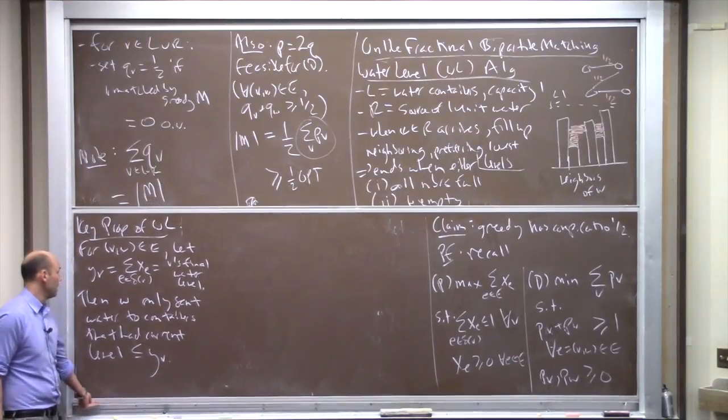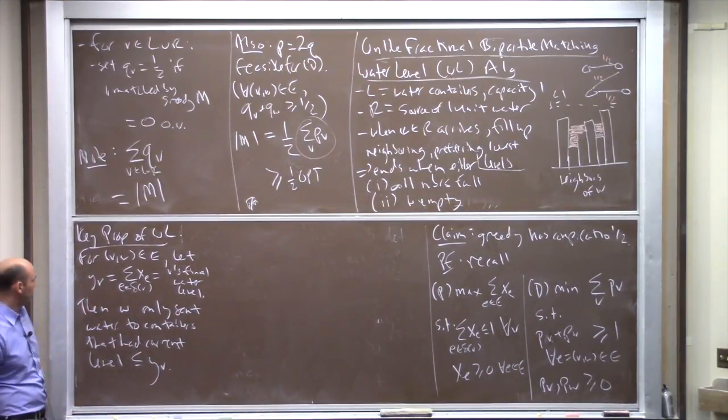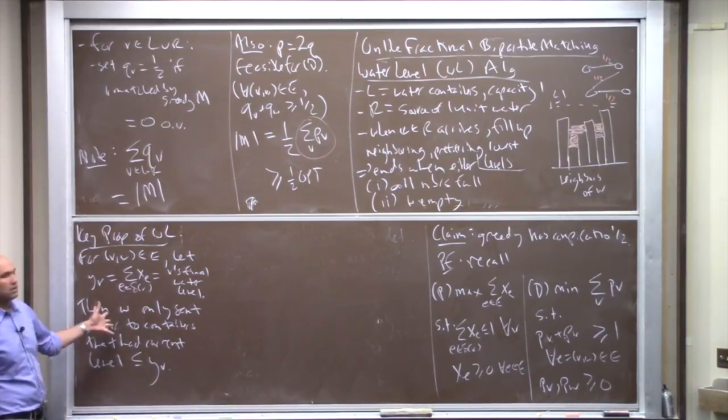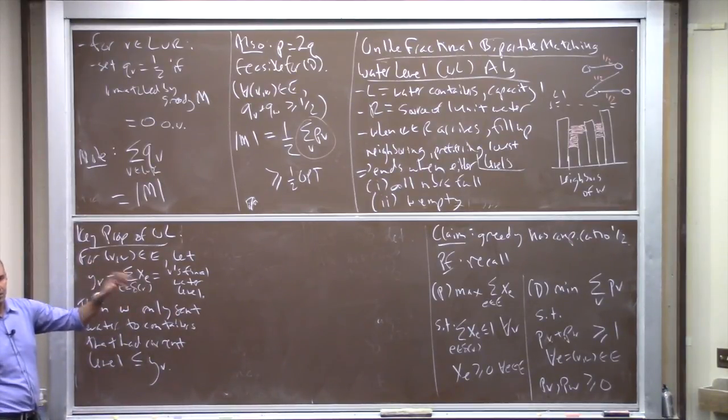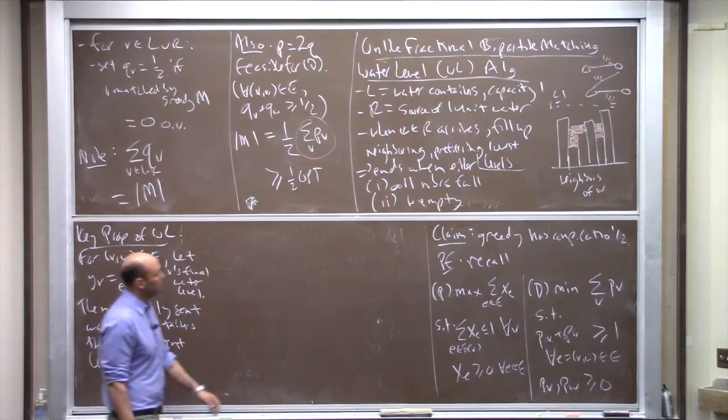It's actually very simple once you can parse it, but let me walk you through it a little bit. First of all, Y_V could be as high as 1. If Y_V is 1, this is a trivial statement. It just says that W only sent water to containers with final level at most 1. But that's trivial, because the level can't go bigger than 1. So you want to think about Y_V being strictly less than 1 to be the non-trivial case. So that means there is this container.